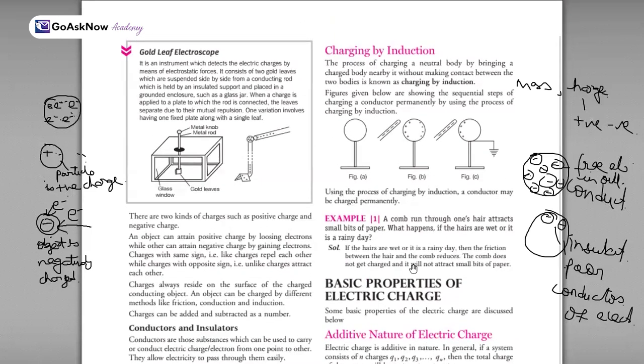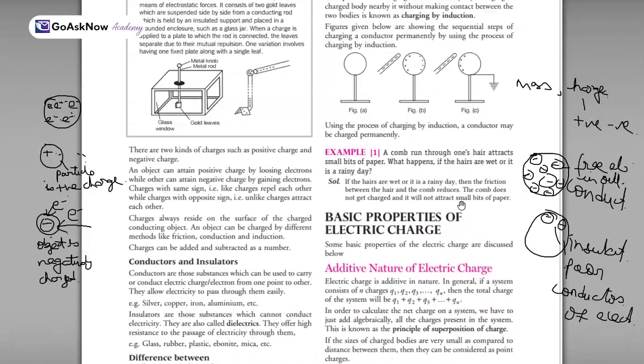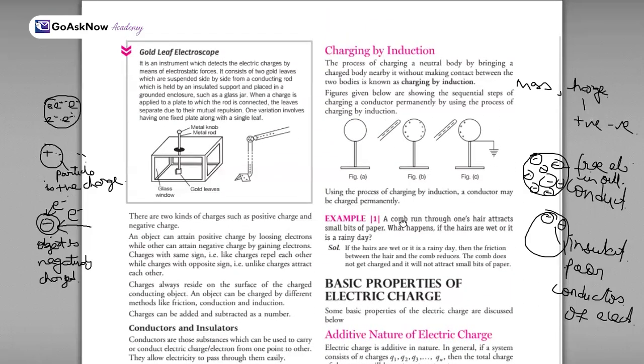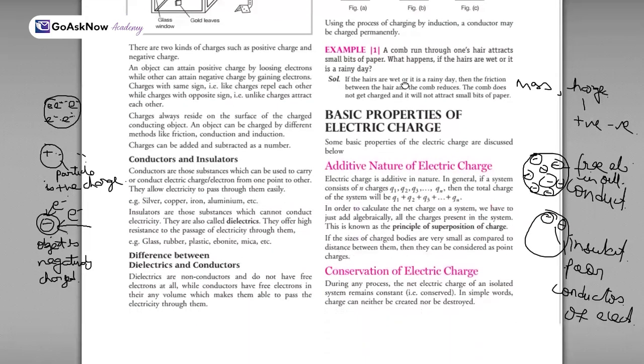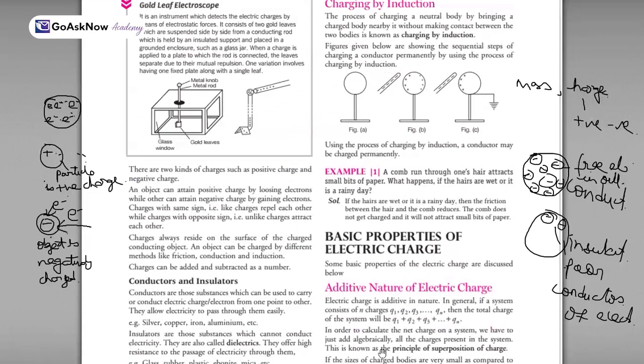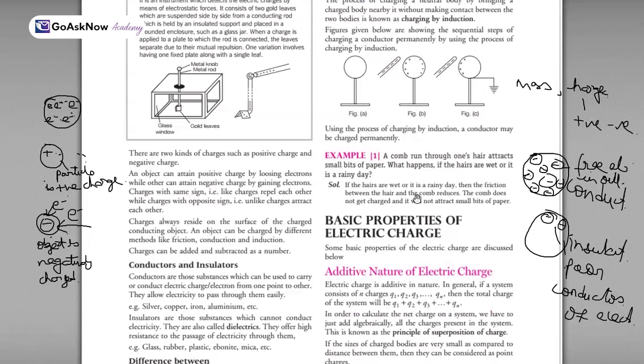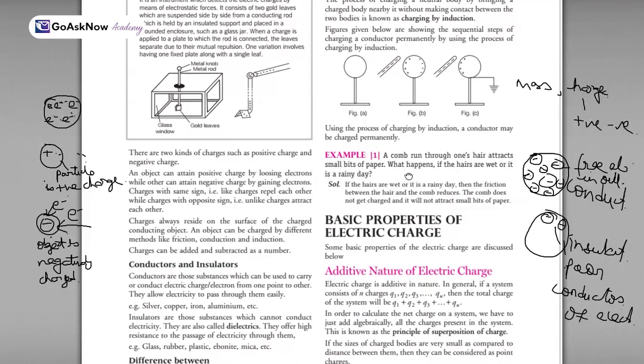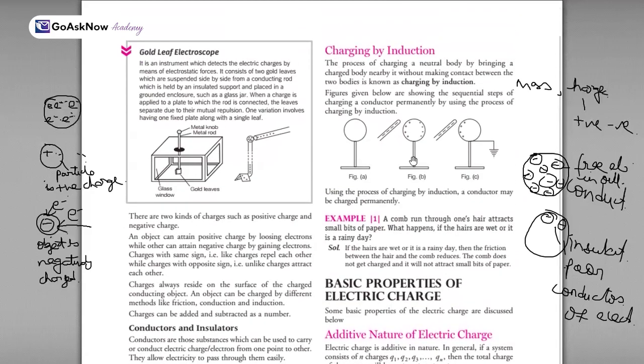So we will see some methods of charging, like how to charge any object. There can be many methods by which a particle or an object can be charged. These can be conduction, friction method, or induction method. In this chapter, I will basically emphasize the induction method. So I will tell you what the method of charging by induction is.